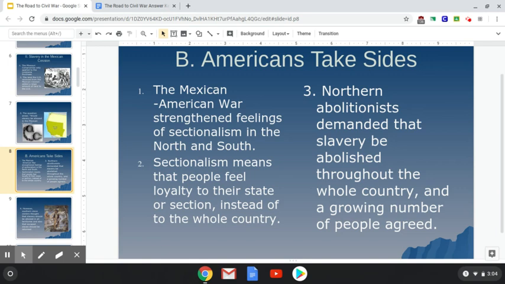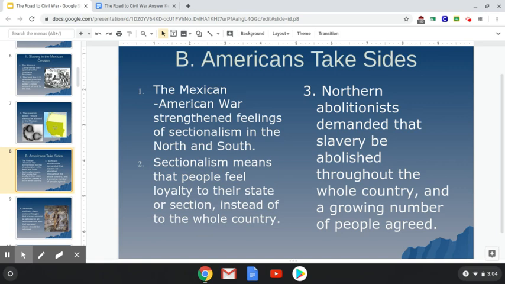So, Northern abolitionists are people that wanted to abolish slavery, demanded that slavery be abolished throughout the whole country, and a growing number of people agreed. So, we're going to talk about the things that were happening in the world, for example, media, pop culture. And by pop culture, I mean that was obviously defined very differently than it is now. But what people were being exposed to was making people against slavery more and more, and making people more passionate, intense about this subject than ever before.